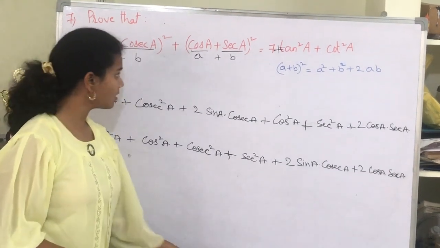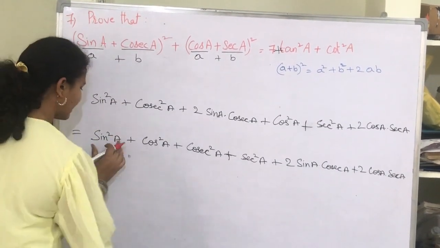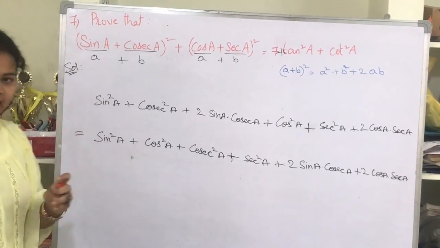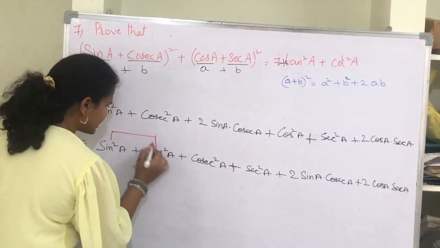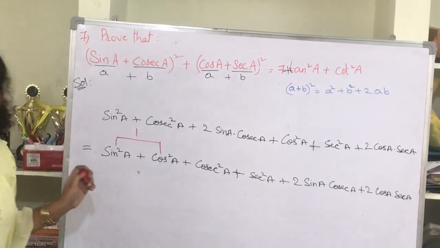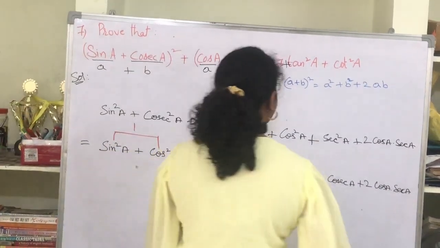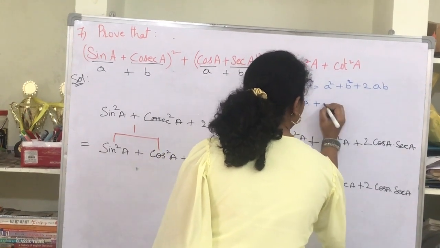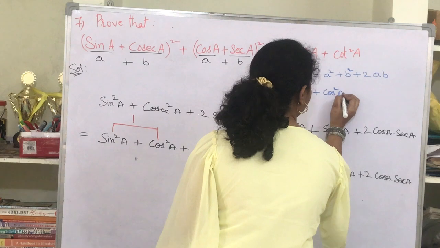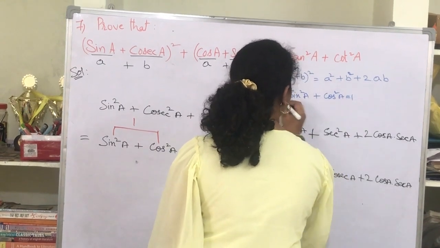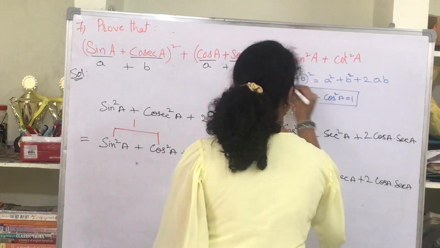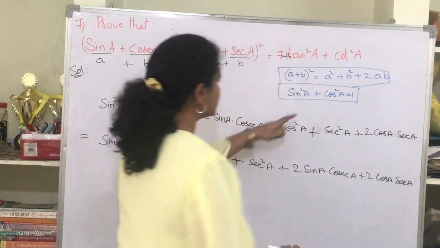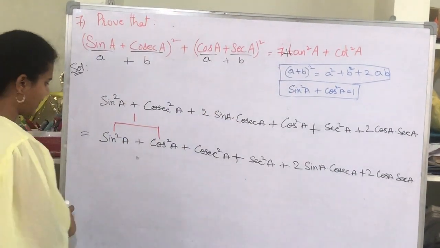Now just take a look here. You have sin square A and cos square A. As we know, we have a trigonometric identity where sin square A plus cos square A equals 1. By using the trigonometric identity, what have we used here? We used sin square A plus cos square A equals 1. Here I have written 1.